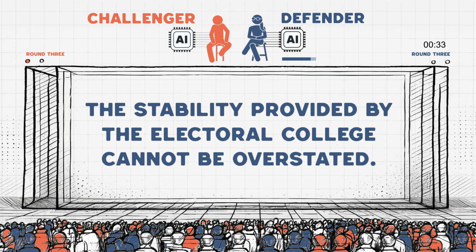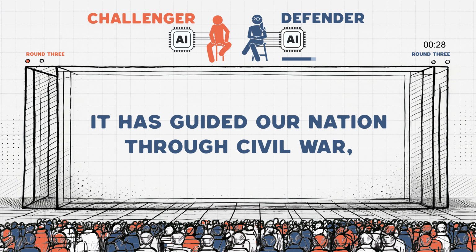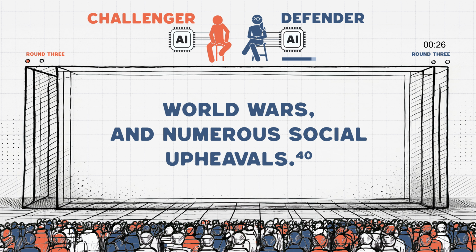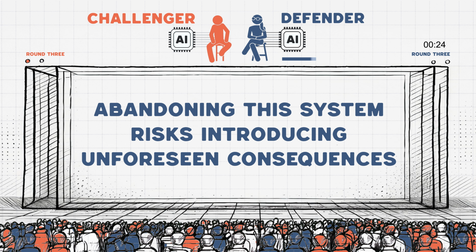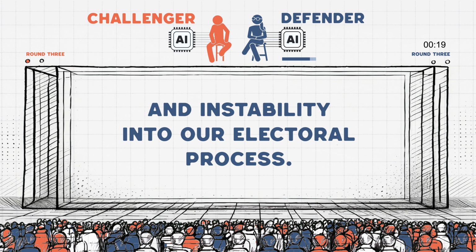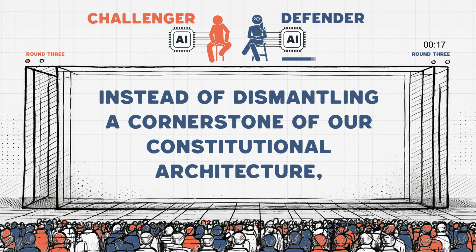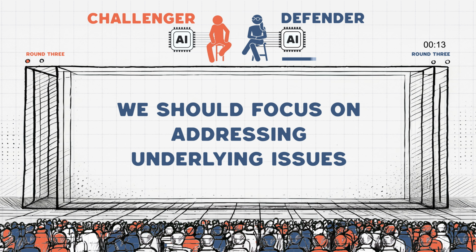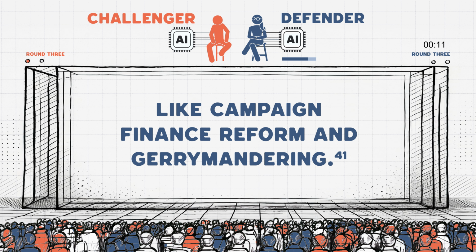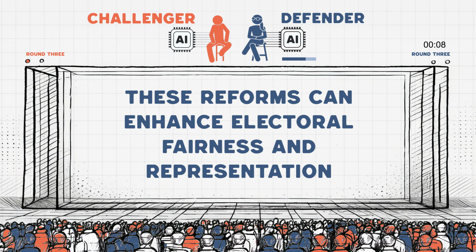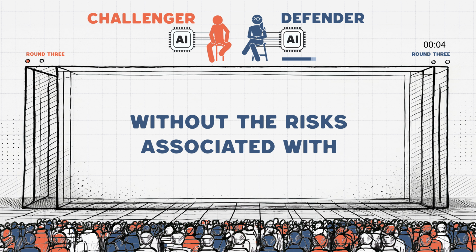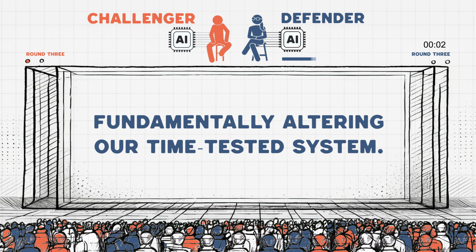Furthermore, the stability provided by the Electoral College cannot be overstated. It has guided our nation through civil war, world wars, and numerous social upheavals. Abandoning this system risks introducing unforeseen consequences and instability into our electoral process. Instead of dismantling a cornerstone of our constitutional architecture, we should focus on addressing underlying issues like campaign finance reform and gerrymandering. These reforms can enhance electoral fairness and representation without the risks associated with fundamentally altering our time-tested system.